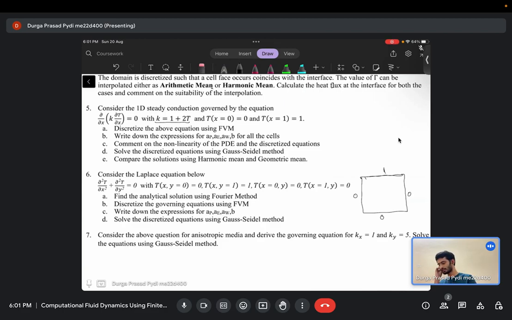The conditions are given as Dirichlet conditions. On the left boundary the value is 0, and on the right boundary the value is 1. The question asks you to discretize using FVM and then obtain the expressions. The nonlinearity is something we have answered now. We have to solve them using the Gauss-Seidel method and then compare the solutions using different kinds of means. So we'll just see how to go about this.